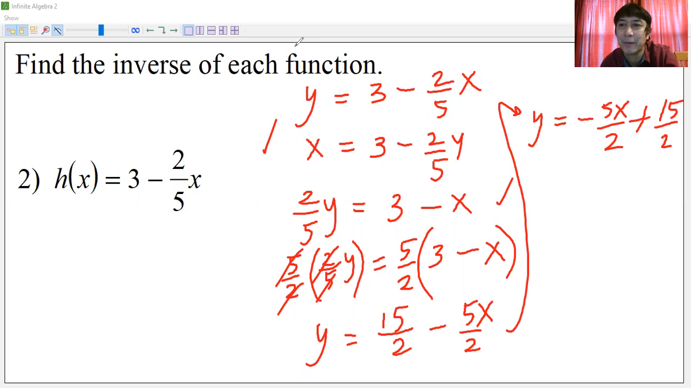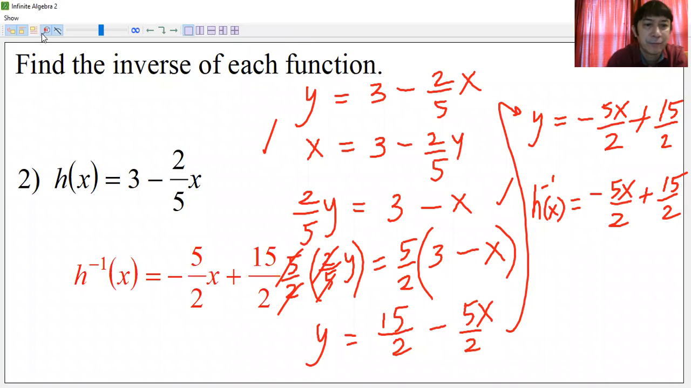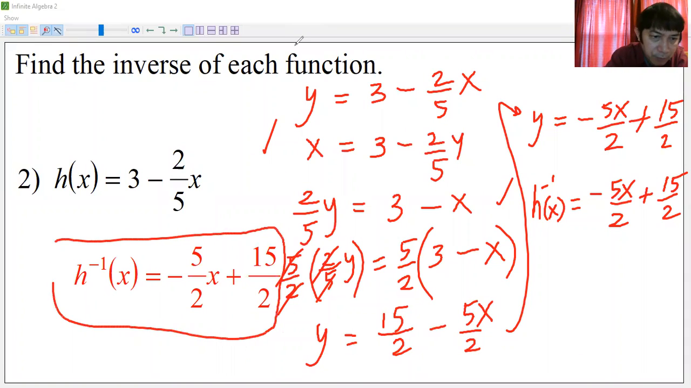After which we can change that, putting h in place of y, just like the first number. This will be h of x to the negative 1, and this is equal to negative 5x over 2 plus 15 over 2. Okay, and this is our answer. Let's verify. The answer from the computer is over here, and it matches our answer over here.